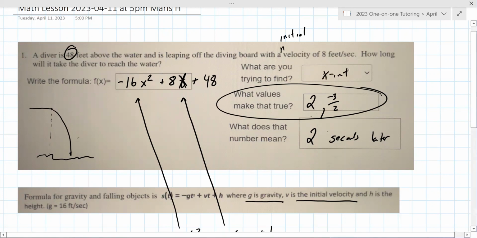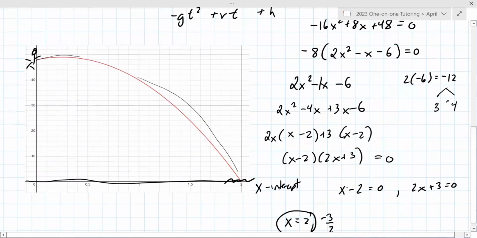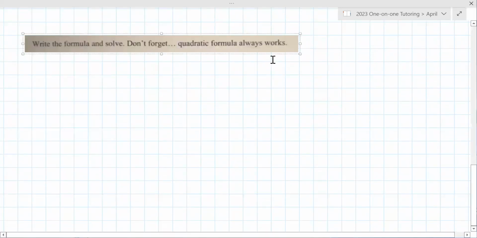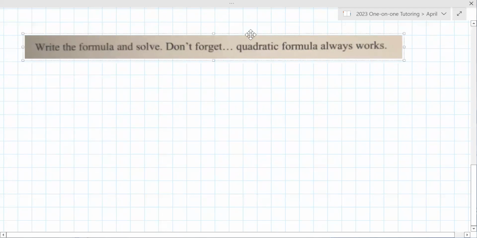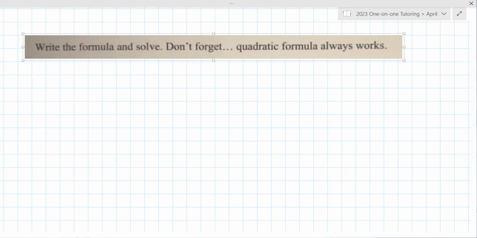Okay, now I noticed this as I was scrolling through the question here, and I'm going to just snip it in here. There's a lot of analogies we could draw, but let's just take a look at this. It says write the formula and solve. Don't forget, quadratic formula always works. What do you think that means here? The quadratic formula can be used.